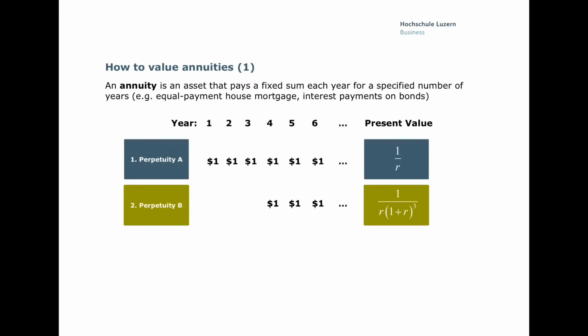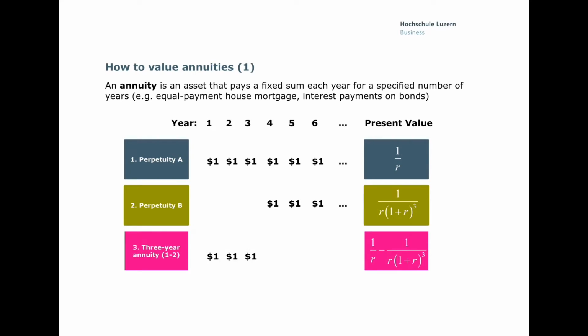To derive a formula which can be used to value an annuity, we can use the concept of valuing a perpetuity. Suppose the perpetuity A starts its payments of $1 in year 1, which implies a present value of 1 divided by R. Perpetuity B starts its cash flow payments of $1 in year 4, which means the present value today is 1 divided by R times (1 plus R) to the power of 3.